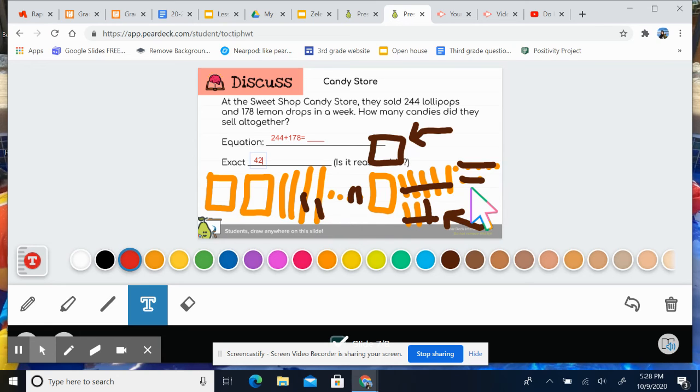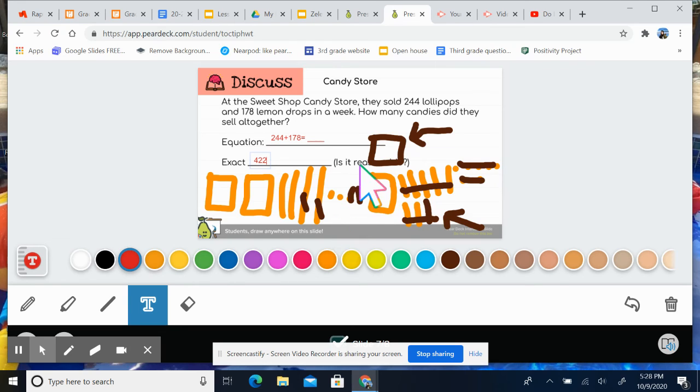Now I look for my ones, and remember, I got rid of all of these ones, and this is the tricky part with using your screen. I did get rid of this one. So just make sure that if you're crossing things out, you know that that area was crossed out, and I only have 2 ones left.